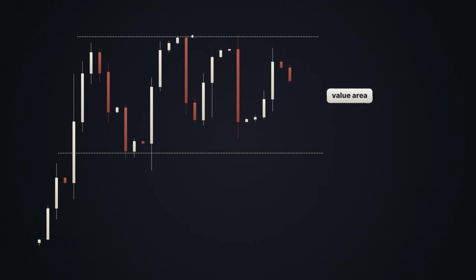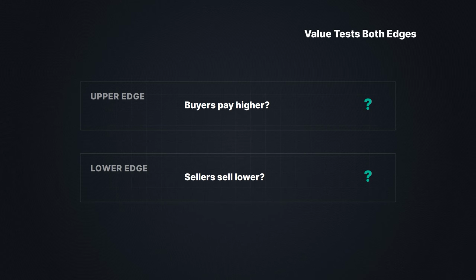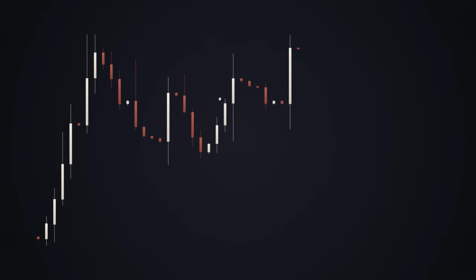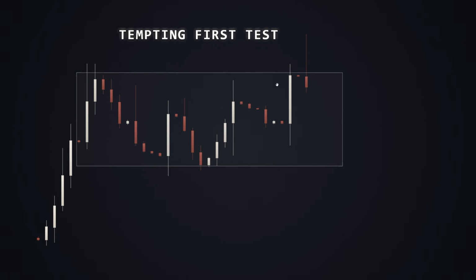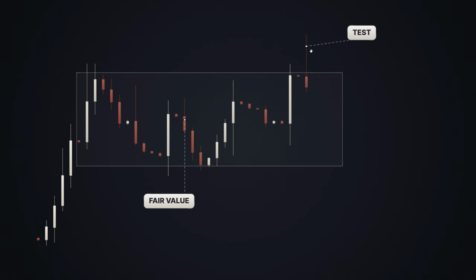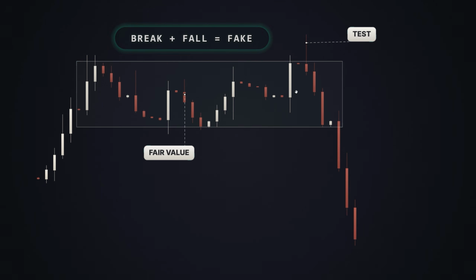When price reaches the top of value, the market is asking, are buyers willing to pay higher? At the bottom of value, the market asks, are sellers willing to sell lower? When you day trade, this first test looks tempting, but the close gives it away. Price pushes into the top edge and breaks above the box. But the next candle falls right back inside value. That is not a clean long.